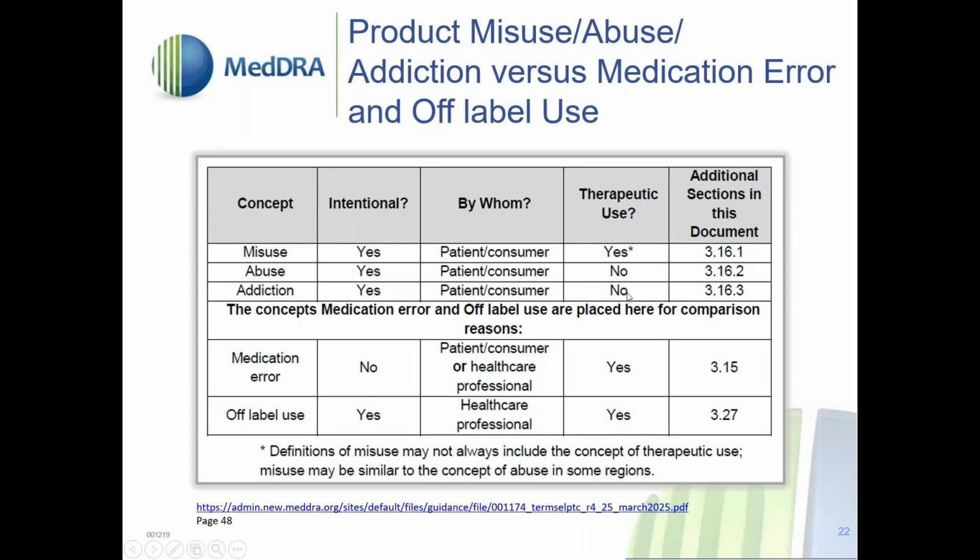So definitions of misuse, by the way, may not always include the concept of therapeutic use. Misuse may be similar to the concept of abuse in some regions, like for instance in German-speaking countries. Just to let you know, terminology is different depending on regions in this instance. Now, what about the other terms?